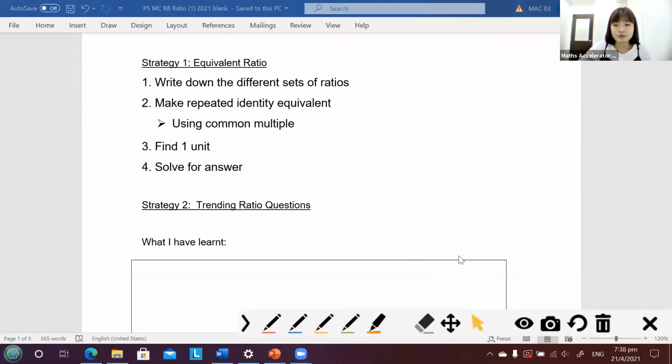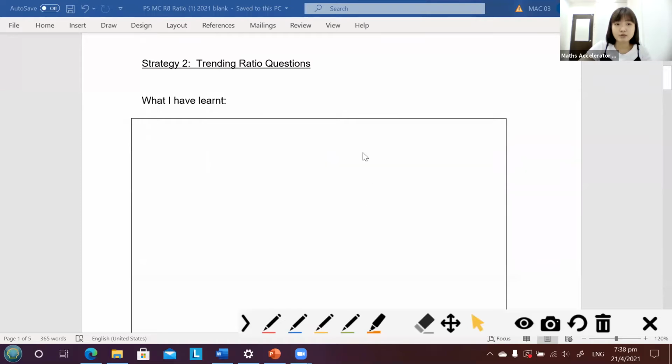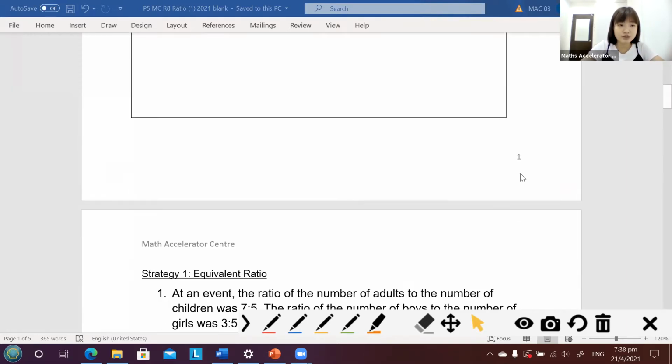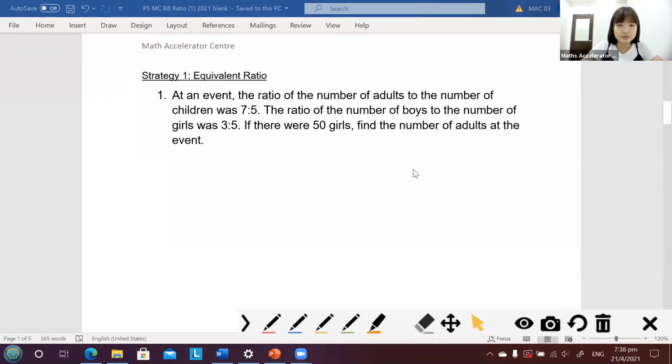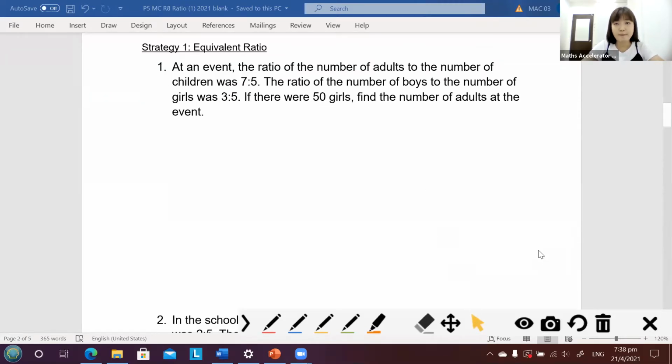There's this box here, what I've learned. If you feel you learn something new here, you can write it down into this box so you can revise it in the future. Yes, you need your calculator, Jenna, because it's problem sums. If you don't have your calculator, go and grab it. I'm going to start on question 1 already.